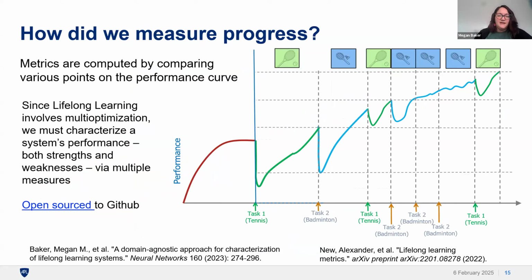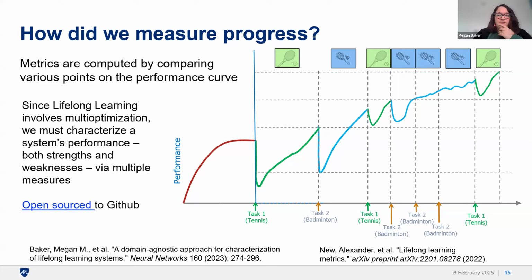involves multi-optimization, right? Not all things can be optimal when we make these systems that are so complicated. And so we have to characterize the system's performances, both their strengths and the weaknesses, via multiple measures. And I can't stress enough how important that is. There are obviously folks probably on this call who are working on things like overcoming catastrophic forgetting. But if that's the only thing you ever do, then you may be more vulnerable to other areas where your system isn't as performant. So we've open sourced our metrics, which we'd love for you to take a look at.